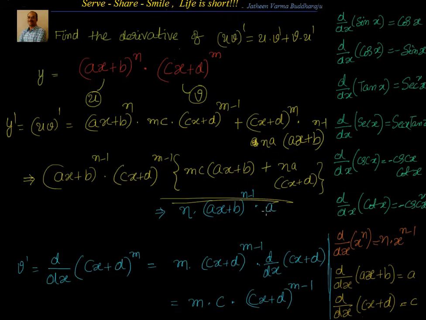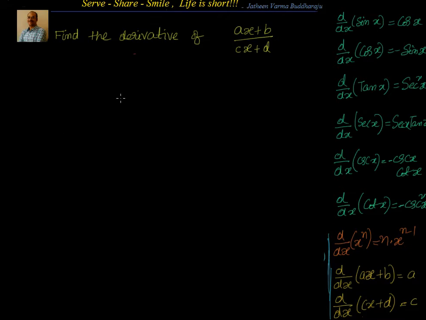Let's move to the next one. Let's look at this one. We have been asked to find out the derivative of (ax plus b) by (cx plus d). Now what is the form in which we see? It's in the form of a quotient. So what can I do? I can say this is u and this is v.